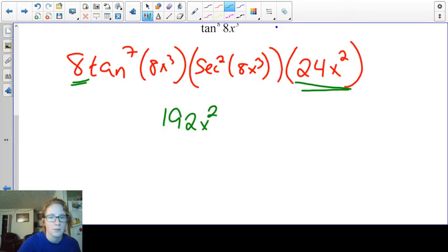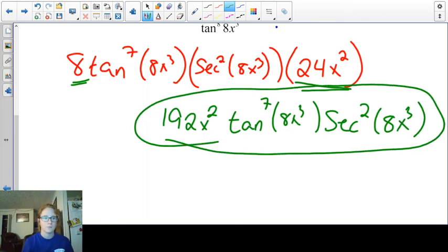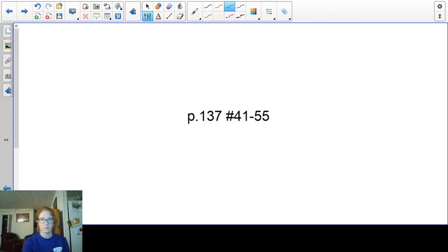x squared, tangent to the 7th of 8x cubed, secant squared of 8x cubed. Same thing with tangents and secants: however you want to put it, I'm not going to be too angry as long as you have every piece. Alright, there's your homework.